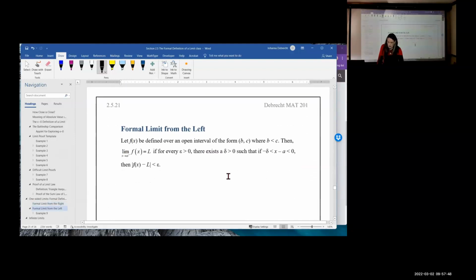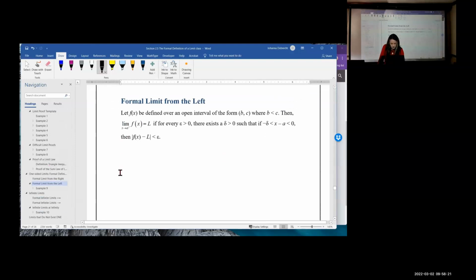On the limit from the left, you know that the x values are on the left side of a. So you know that they are smaller than a. So x minus a is negative. And so they're less than 0, greater than negative delta. And that's the change that you make for the one-sided limit. I will not be asking you to do any proofs with one-sided limits. I just do want to point out that you can rewrite the rule so that it does work for limits from the left and limits from the right.